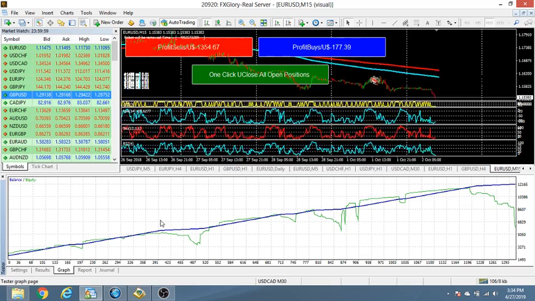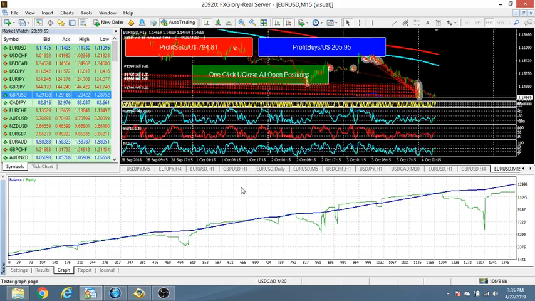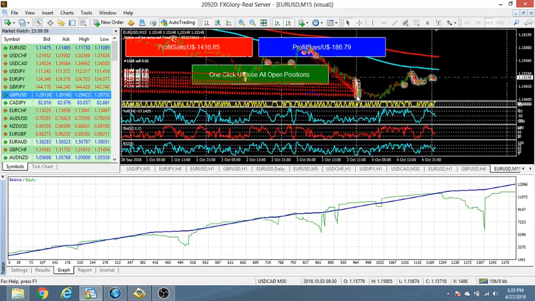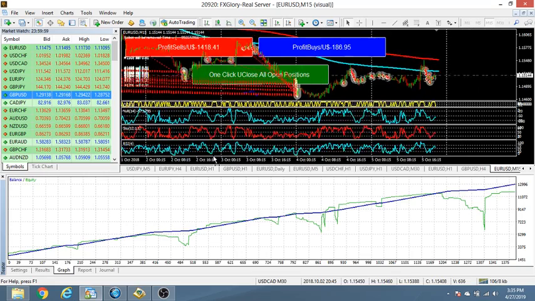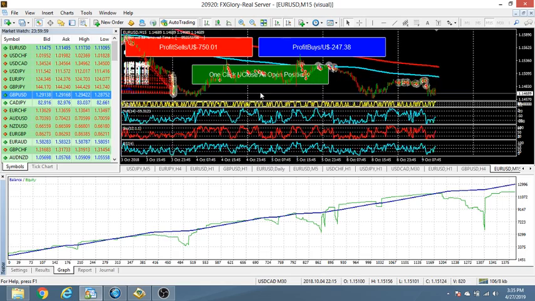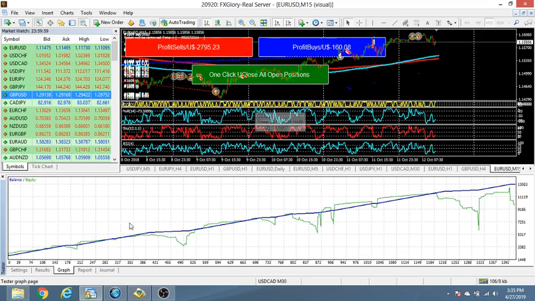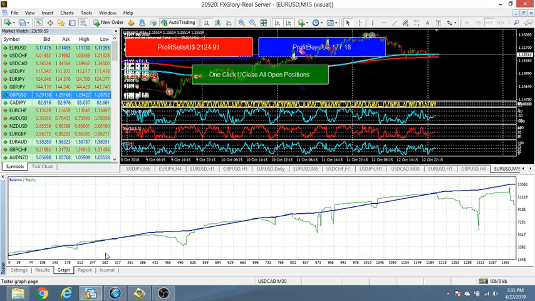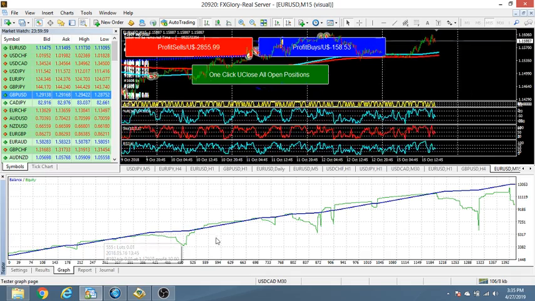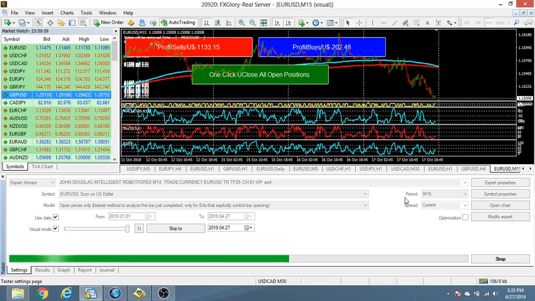It opens and sells, buys, sells automatically. You can see how it behaves. Look at that with the red dot and the blue dot. Open like crazy. Look at that. Then the graph here is at 15-minute time frame.